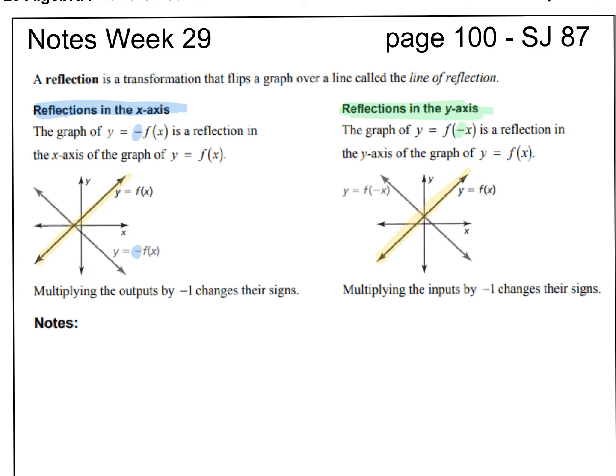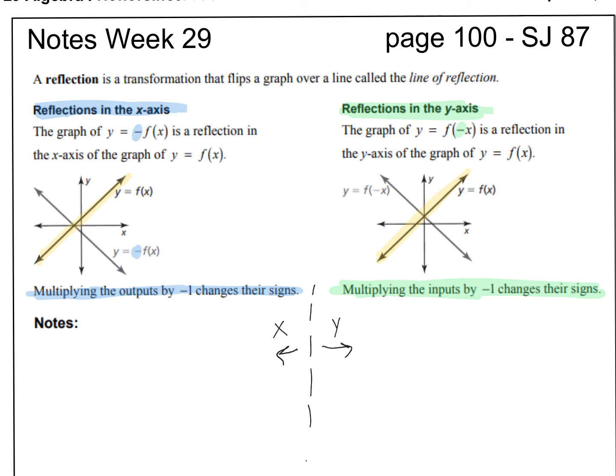Now, I want you to notice what it says down here. A reflection across the x-axis multiplies the outputs, or the y's, by -1. And a reflection across the y-axis is multiplying the inputs by -1, or your x's by -1. So that's something important to remember. Now I want to show you a couple of examples of reflections in the x and reflections in the y as far as notation of equations.